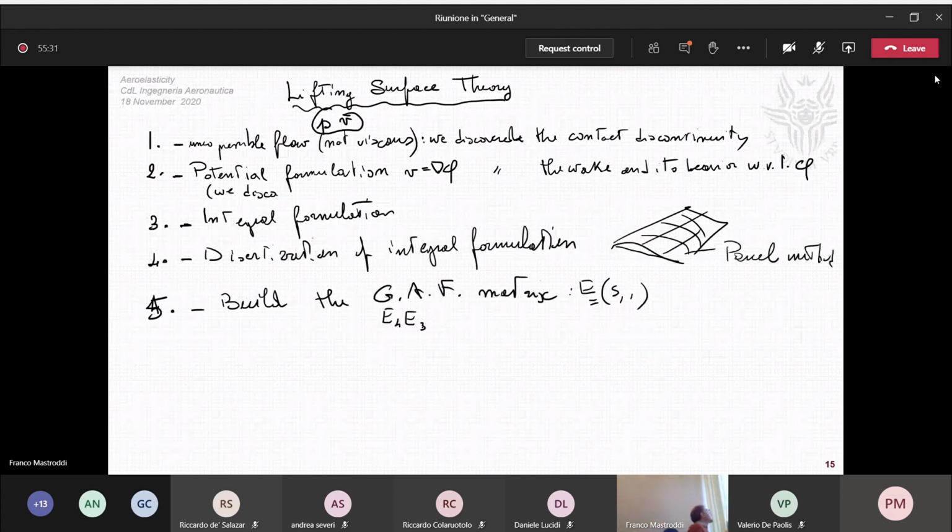Porca miseria, ragazzi, non so cosa stia passando quest'ora.